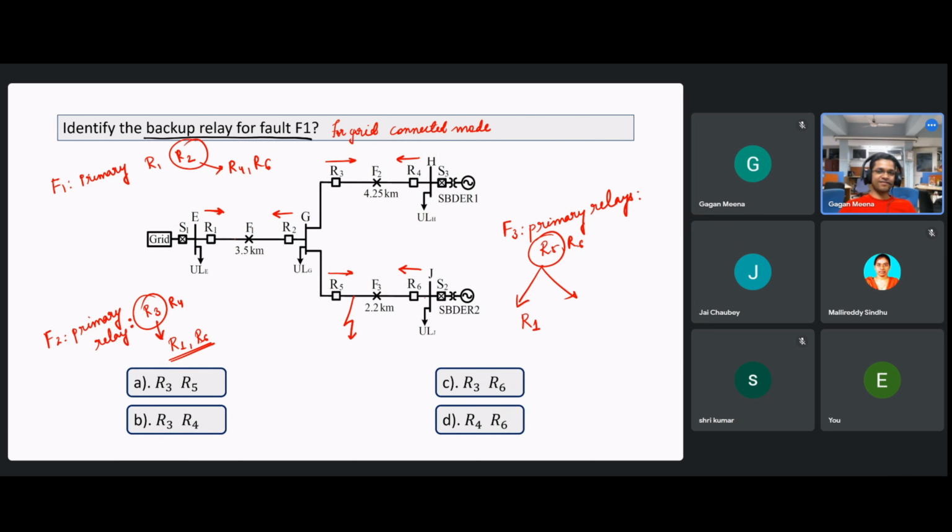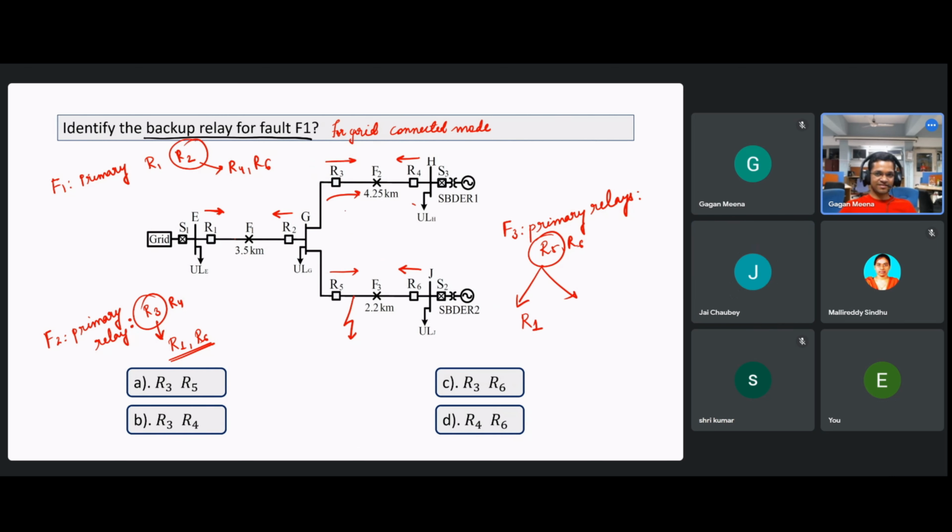R1 is correct. R1 is having backup. Just check this direction. Is there any other relay which also feeds current in this direction? Which can see current in this direction? R3 is seeing a current like this. So for R3 the current should go like this, but R5 wants a current in this direction. So R3 cannot act as a backup.